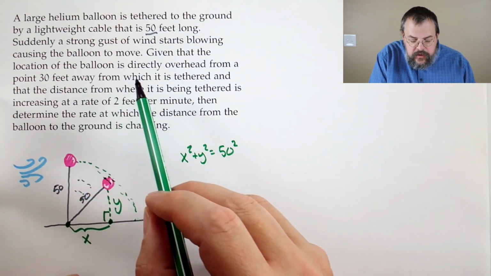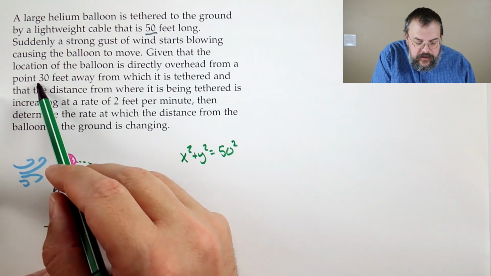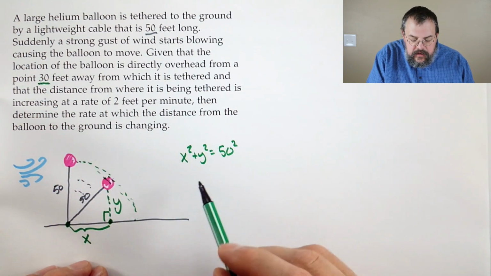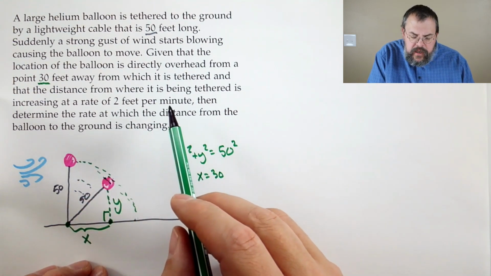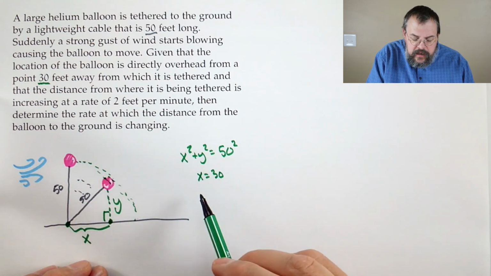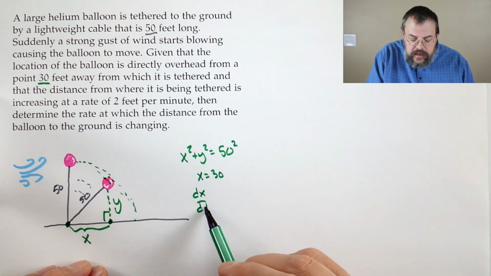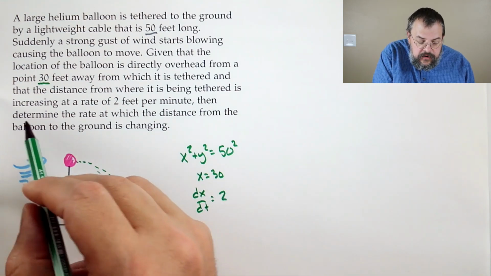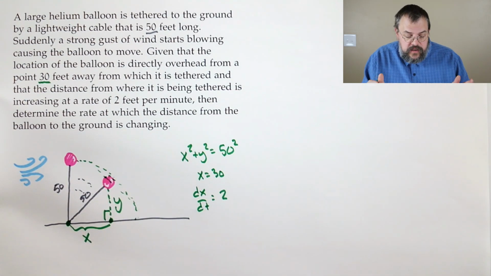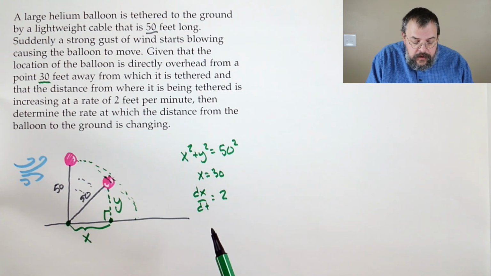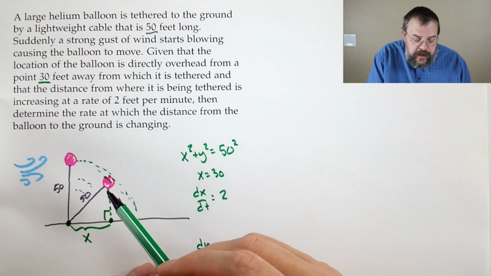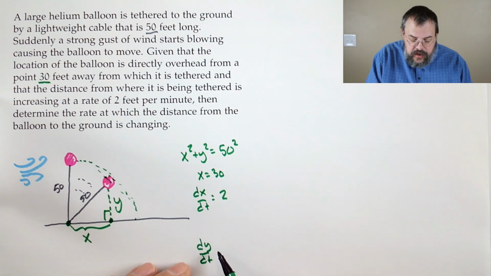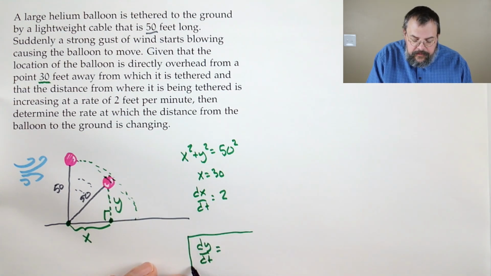Now, let's make sure we have all our numbers right. The location of the balloon is directly overhead from a point 30 feet away. So this 30 feet is about x. So we know that x equals 30. The distance from where it is being tethered is increasing at a rate of 2 feet per minute. So dx/dt is 2. And it's increasing, which means it's positive 2, which is good for us to know. And now the problem is, well, we want to find dy/dt, the rate at which the distance from the balloon to the ground is changing. That's how fast this distance is changing. So we want to be after that.